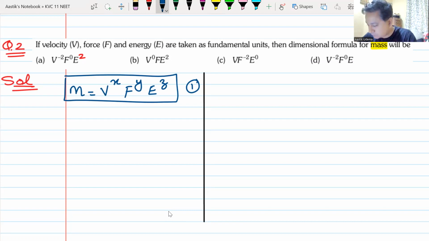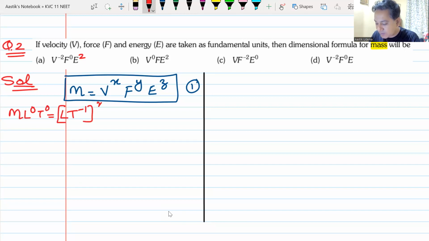Step number 2: we write the dimensions. The dimension of M is M, L is 0, T is 0. If you want, you can write the entire thing. For velocity, we have L T minus 1, raised to the power of x. I hope we have done it so many times. For force, we have M L T minus 2, raised to the power of y. For energy, we have M L squared T minus 2, raised to the power of z.